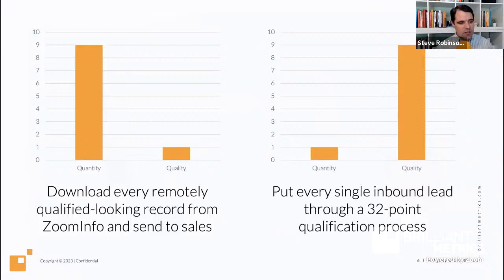So the goal is to hit the sweet spot in between these 2 extremes, right? You don't want to max out your quantity in exchange for really low quality leads. You don't want to max out your quality in exchange for just a trickle of leads throughout the year. You want to hit the sweet spot between the 2 of them. The only way to know if you're hitting that sweet spot, though, is to get a feedback mechanism in place.